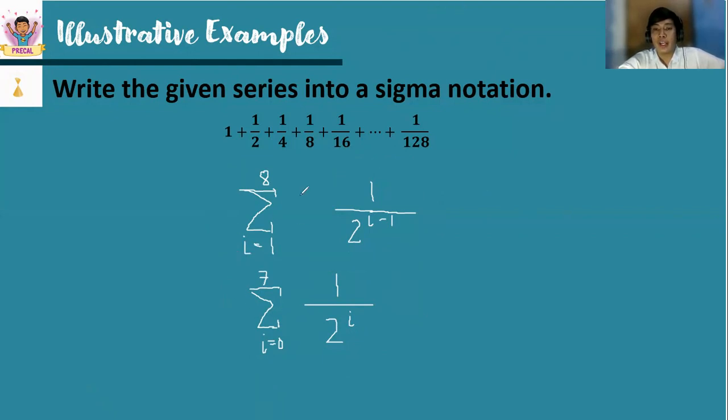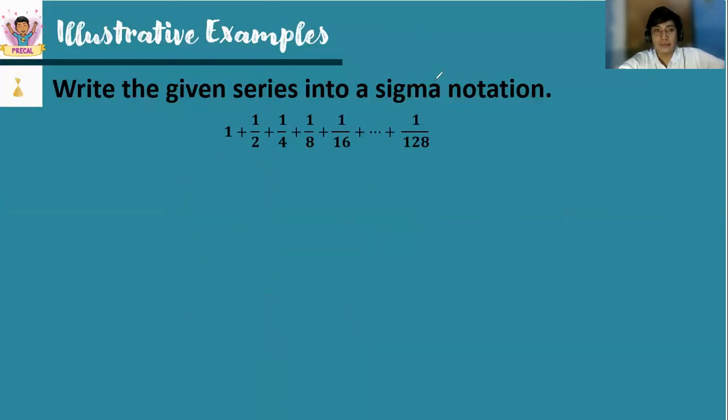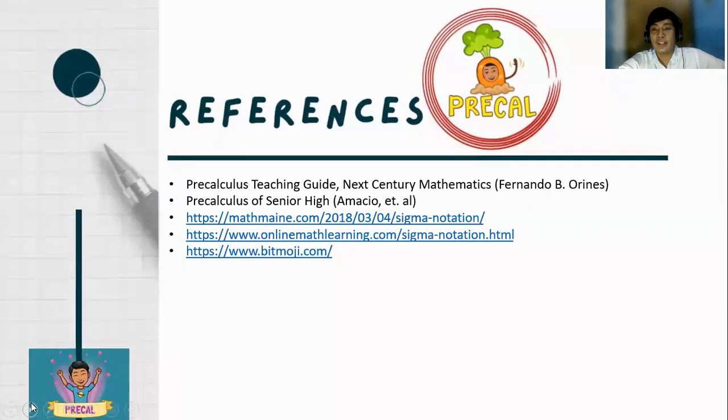So both are correct, but this simplifies everything because this is applicable also to this given series. So in a given series, there is also a possibility that there will be 2 or more possible answers as long as you will still get all the terms in the given series.